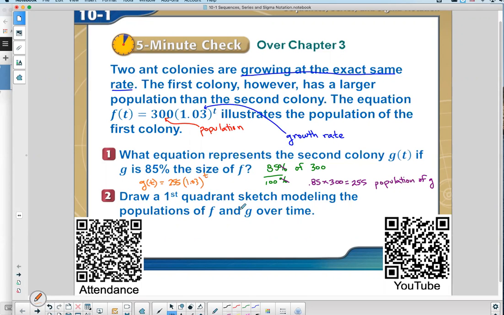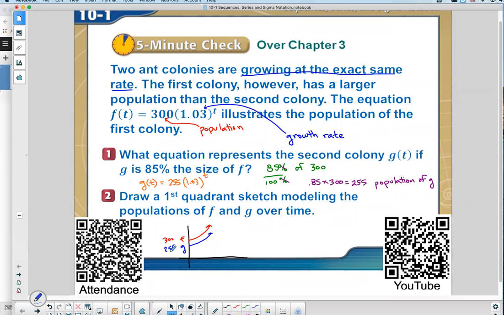And number 2 says, draw a first quadrant sketch modeling the populations of F and G over time. Without even going to the graph, I'm just going to add a little graph here. The initial populations are where the graphs will start. Since they are growing, they're going to increase. So one will start at 300 and go up. The other will start at 255 and go up at the same speed. This would be G, this would be F. F would start at 300 and G will start at 255.